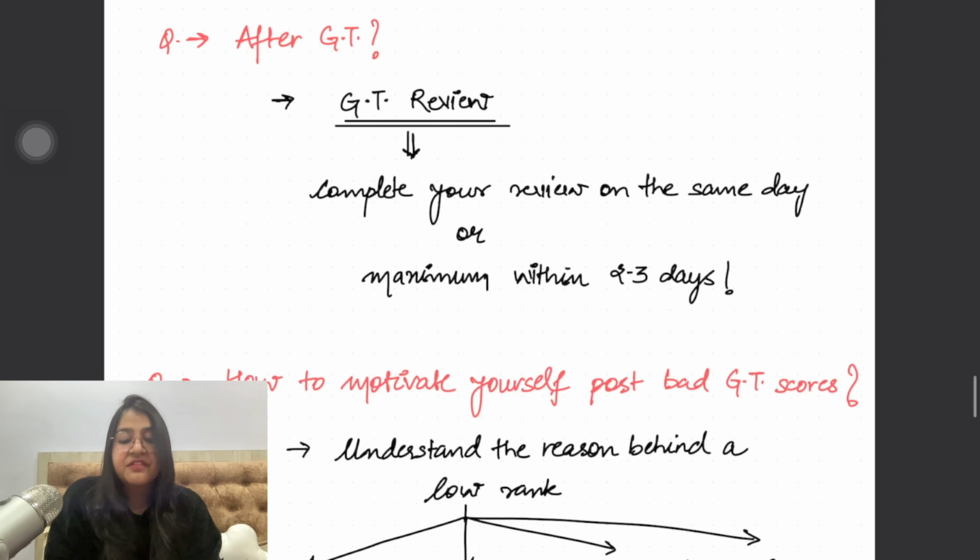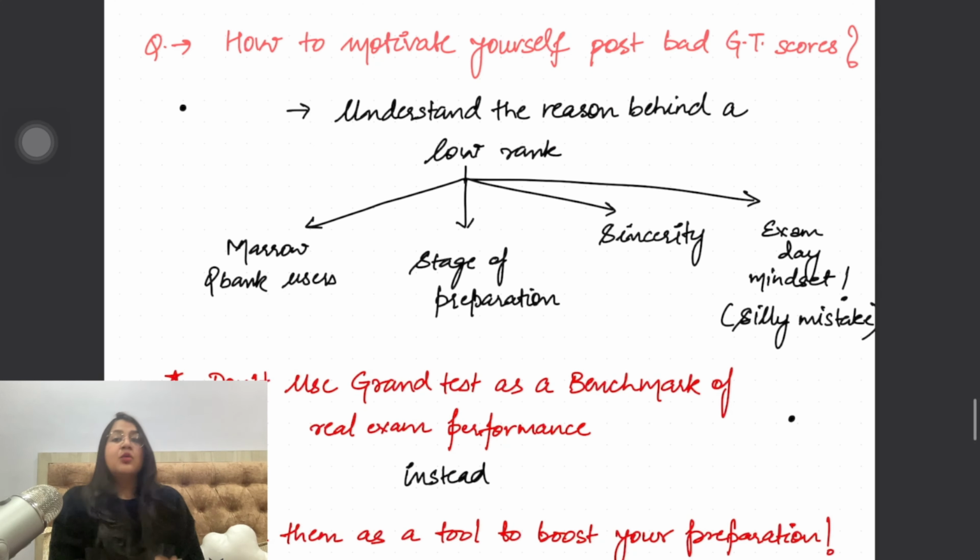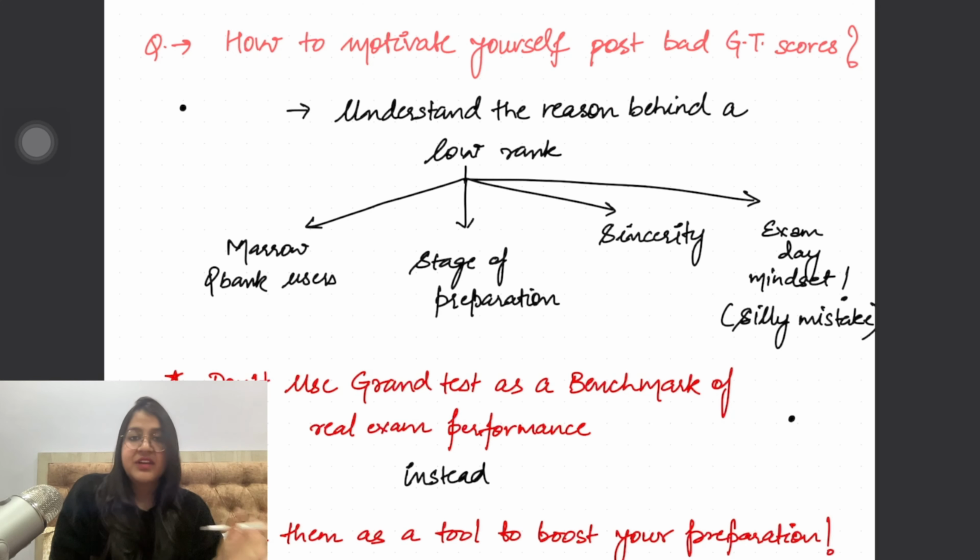Okay, all right. Now after GT क्या करना है? Very easy. Simply you have to review your GT. You have to review your GT then and there itself. Try to complete your review on the same day or maximum within a period of 2 to 3 days. I will also upload a video very shortly about how to go on with GT review in a very detailed manner. Okay, now GT से पहले, during, after क्या करना है? Now we are done with everything. Now how to motivate yourself post bad GT scores.